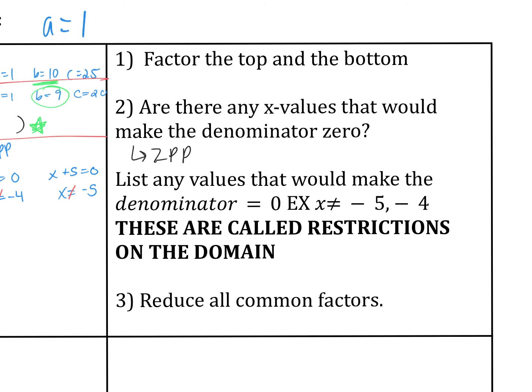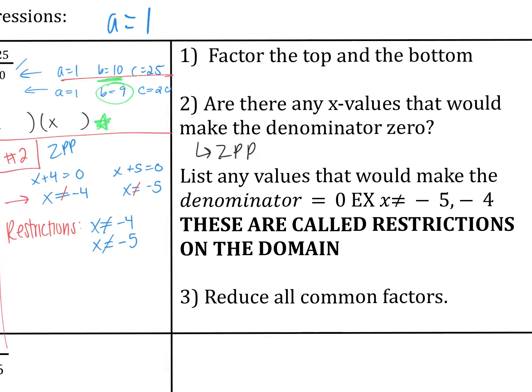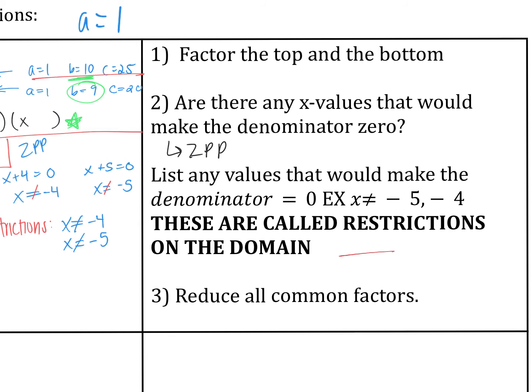So, here you're going to see, these are called restrictions. So here are my restrictions. I'm going to write them. Restrictions. That's how we're going to call them. My restrictions are that x cannot equal -4 and x cannot equal -5. Okay? And how we know cannot equal is this symbol here. This means that they cannot equal. Okay?